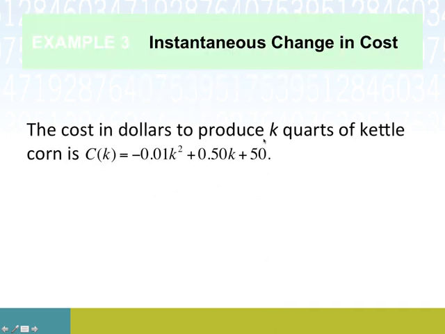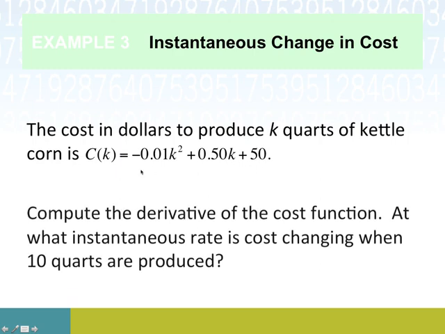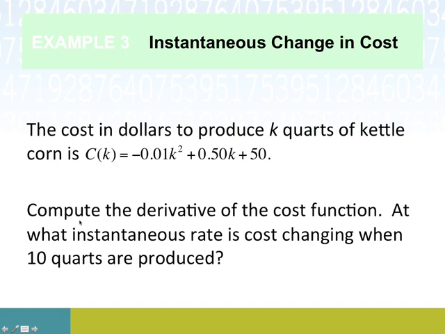Okay, so we're going to try out an applied example to give this some context. So cost in dollars to produce K quarts of kettle corn. We saw this when we did our average rate of change computation earlier in the previous video. So our job is to compute the derivative of the cost function and then answer this question. Instantaneous costs, so this instantaneous rate of change thing is a piece of new terminology. This just means the derivative.